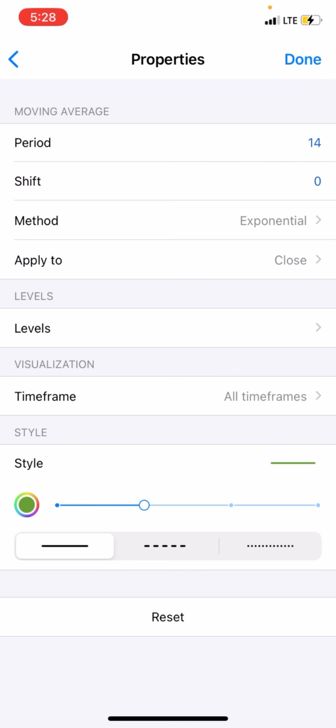Levels are not needed, so you don't have to do anything about that. For visualization, leave it at all time frames, and in style you have to change the color and use the color as I'm using it right now. Especially if your chart has a white background, please maintain the same color as what I am using so that my explanation will be very clear. If your chart has a black background, you can just use colors that will be visible, but pay close attention to what I'm explaining. Click done when you're done with that.